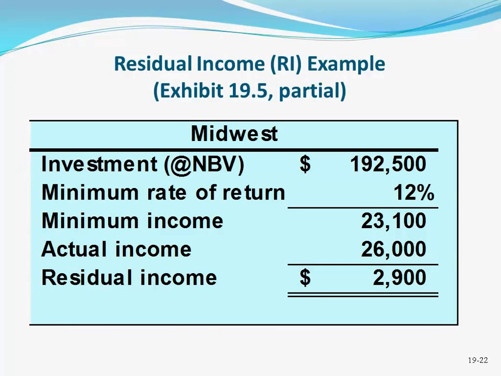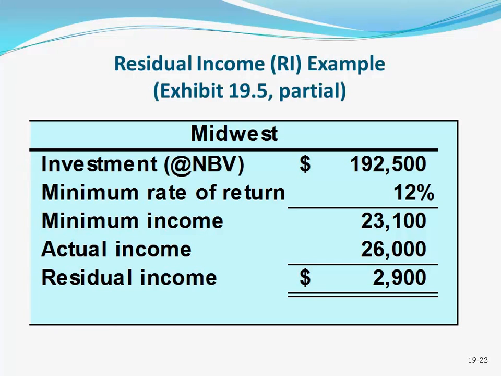So the actual income being 26,000, you compare 26 to 23,100. So your actual is 26. The minimum required is 23,100. So the residual income, which is the residual beyond what is required, is the difference, or 2,900, and that's your residual income.